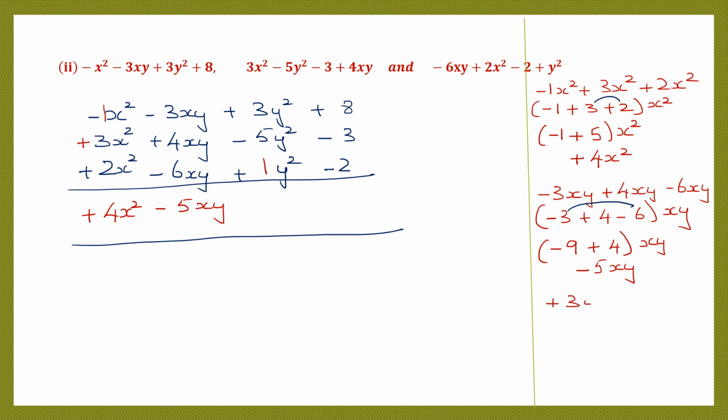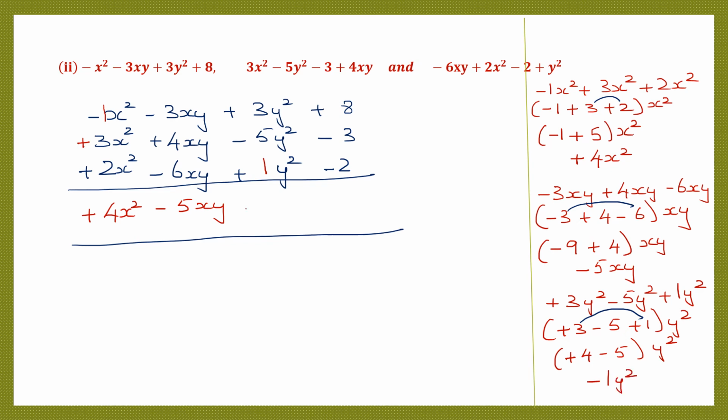Now let's take the third column. Plus 3y square minus 5y square plus 1y square. Plus 3 minus 5 plus 1y square. Add up the numbers with the same sign, plus 3 and plus 1. 3 plus 1 is 4. So plus 4 minus 5y square. Signs are different. Put the sign of the bigger number and subtract. 5 minus 4 is 1y square. So that is minus 1y square.